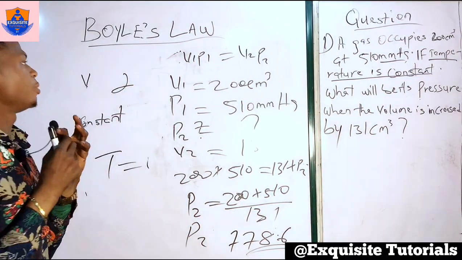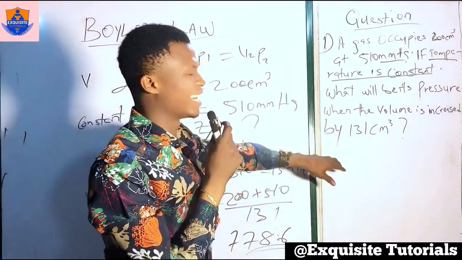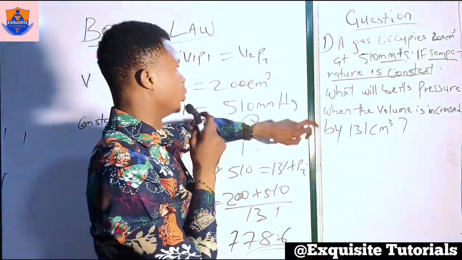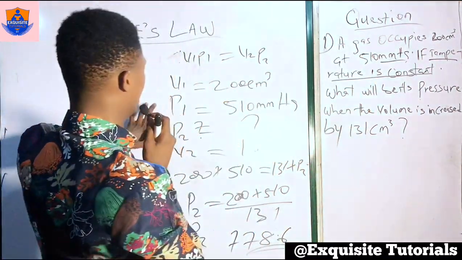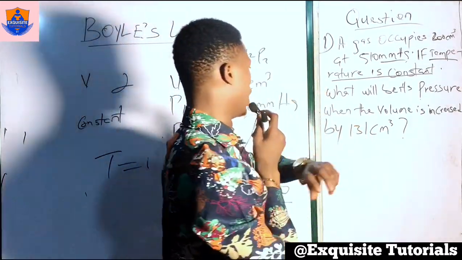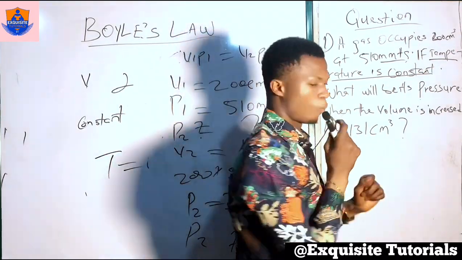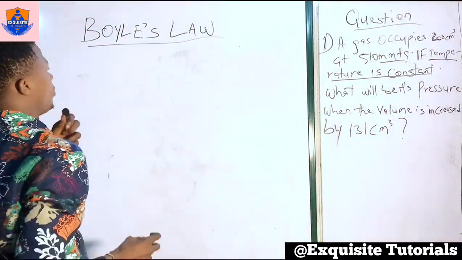Now, some of the problems that we face when calculating chemistry questions is that you have to understand the question, you have to read very well. The first thing we'll solve here says when the volume is increased to 131. But this other one says when the volume is increased by 131. Now, let's look at our parameters again.